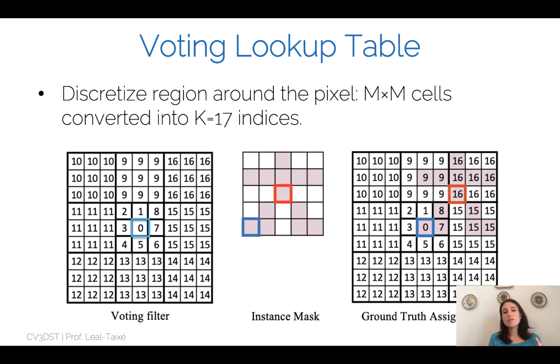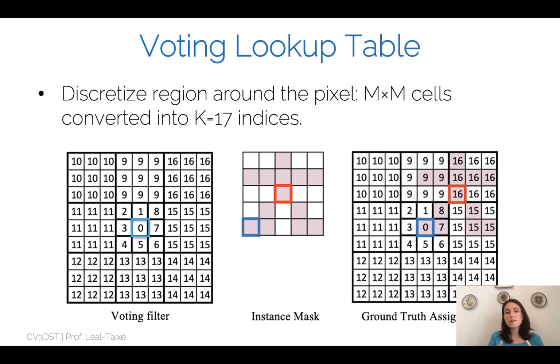Okay, so now the interesting thing is how do we implement this in a neural network, right? What the authors propose to do is to have what they call a voting lookup table. First of all, we need to discretize the region around the pixel, right? I am a pixel, I need to cast a vote for my centroid, and I need to know where to cast this vote. So the first thing that I'm going to do is place this voting filter centered around the pixel that has to cast a vote.